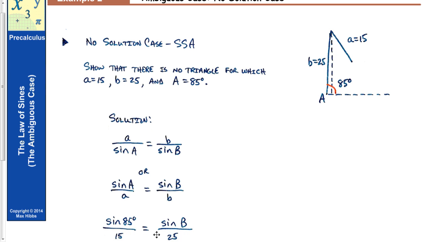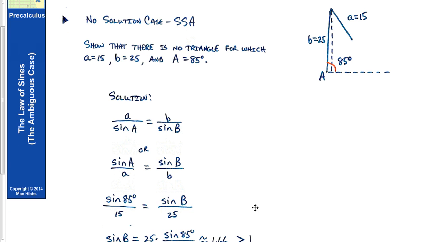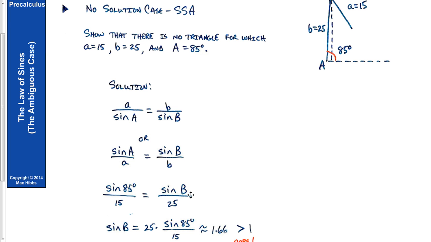And so I simply put the information in. I know angle A is 85 degrees, side A is 15. I'm looking for angle B, but I know side B is 25. And after I get that information in there, then I just solve for the sine of B. That is, I multiply both sides by 25. So the sine of B is 25 times the fraction sine of 85 degrees over 15. And when I do that, then I find that the sine of B is 1.66.